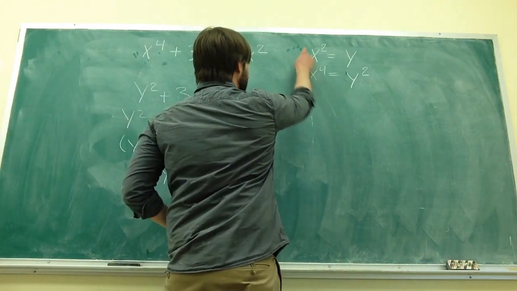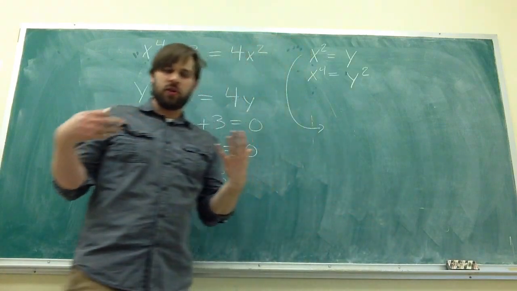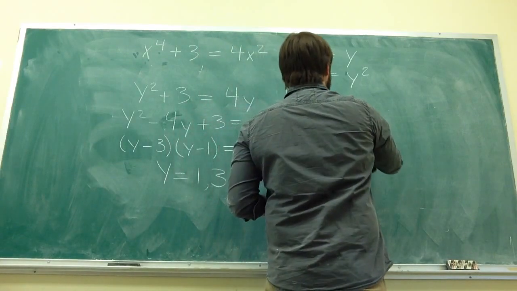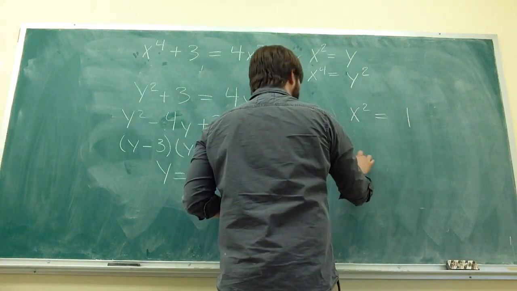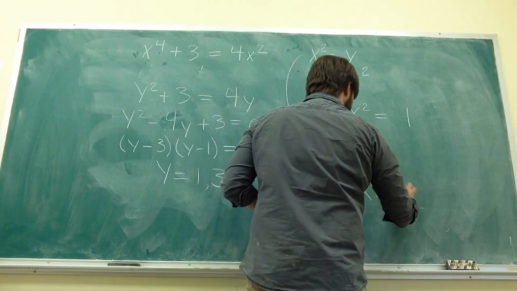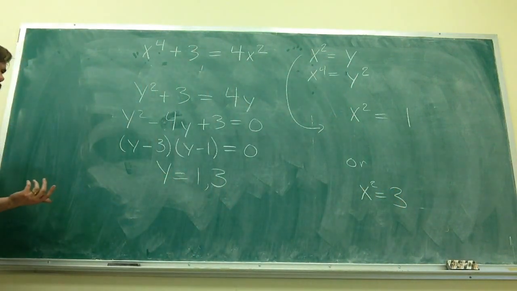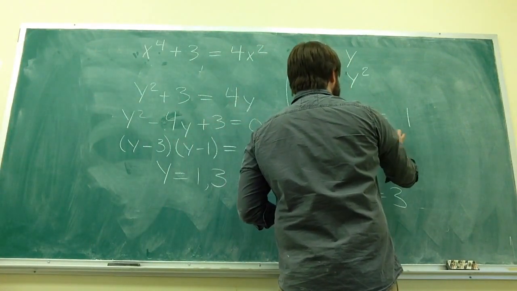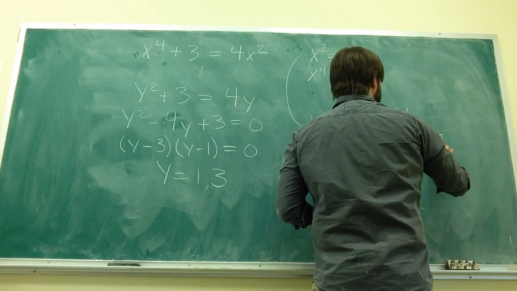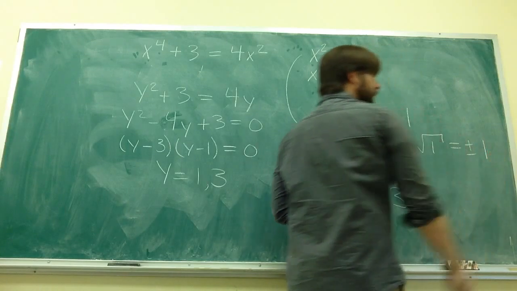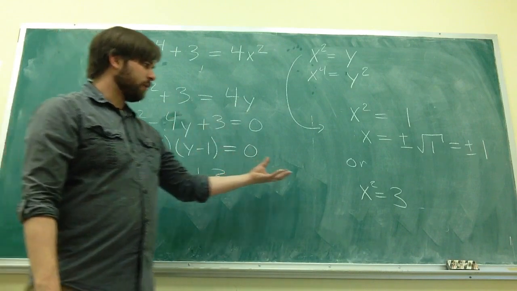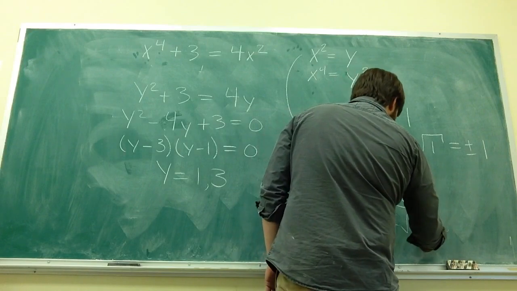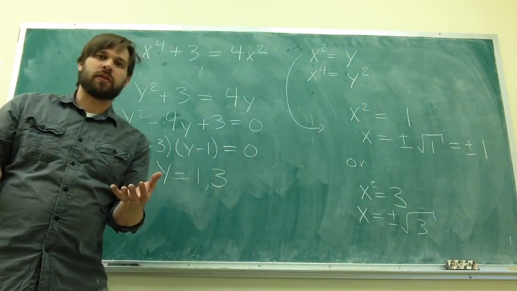So this equation now gives us two things. It tells us, so y is equal to 1 or 3, so we know x squared is equal to 1, or x squared is equal to 3. So solving for x now, we get that x is equal to plus or minus the square root of 1, which is plus or minus 1. And on the other hand, we take the square root here, we get x equals plus or minus the square root of 3, which we can't do anything with.